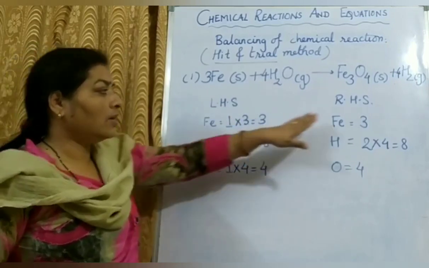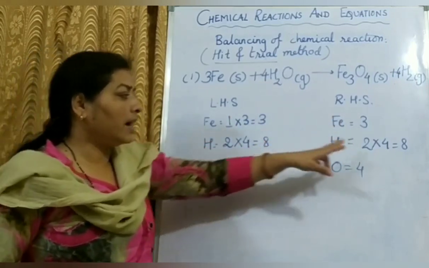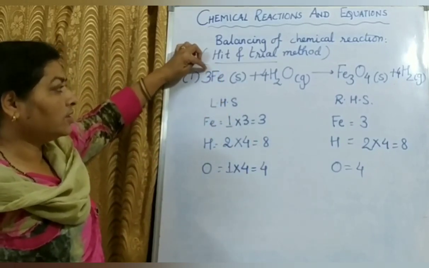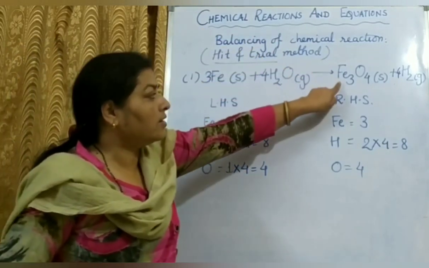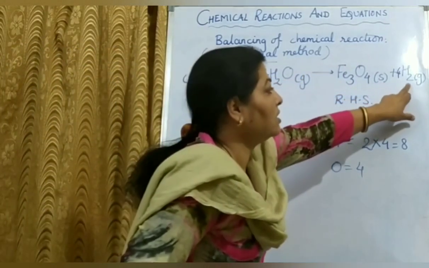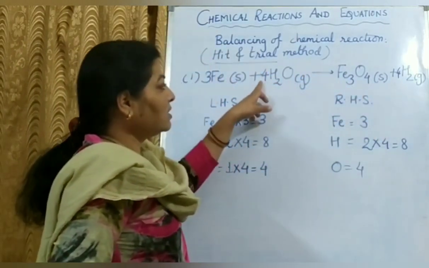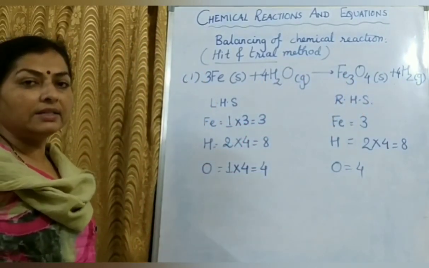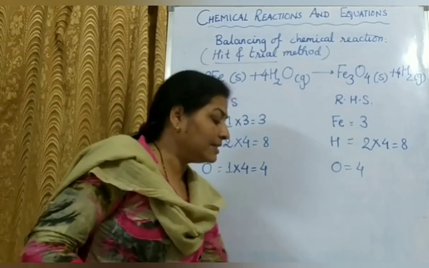Now let us check on both sides. Iron is 3, hydrogen 8, oxygen is 4. Same way here also, once we cross check, Fe is 3, this side also Fe is 3, hydrogen is 4 2s are 8, here also hydrogen is 4 2s are 8, here oxygen is 4, here also oxygen is 4. So the equation gets balanced in this way. Let us see one more example.